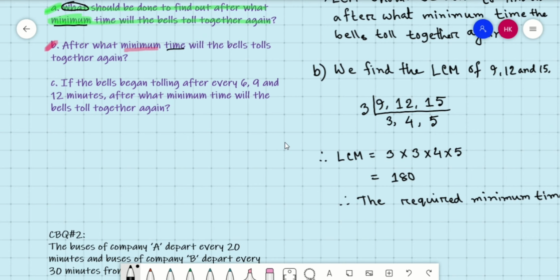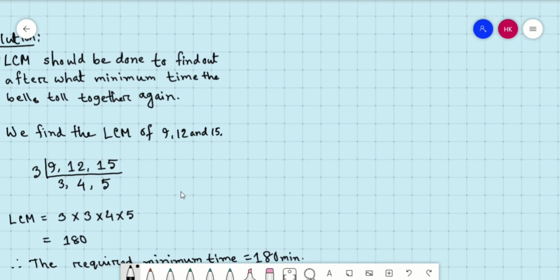So how can we solve question number C here? If the bells begin tolling after every 6, 9 and 12 minutes, after what minimum time will the bells toll together again? That means now we have to find the LCM of 6, 9 and 12. So if we do question number C, now we can write, we find the LCM of 6, 9 and 12.